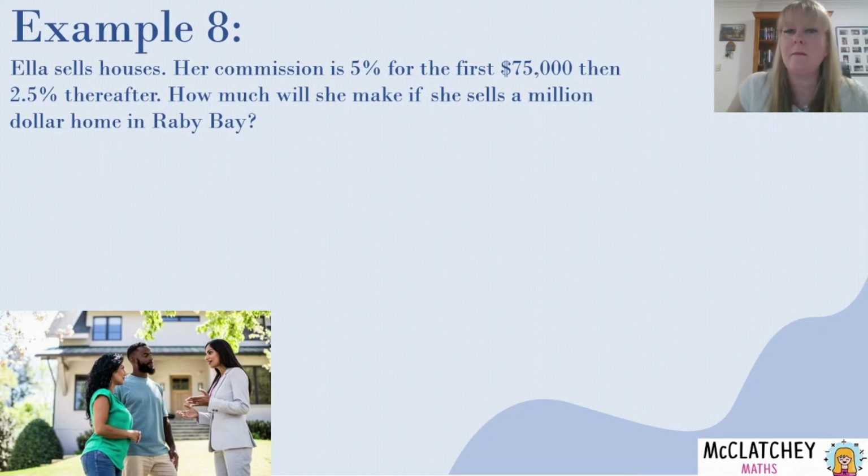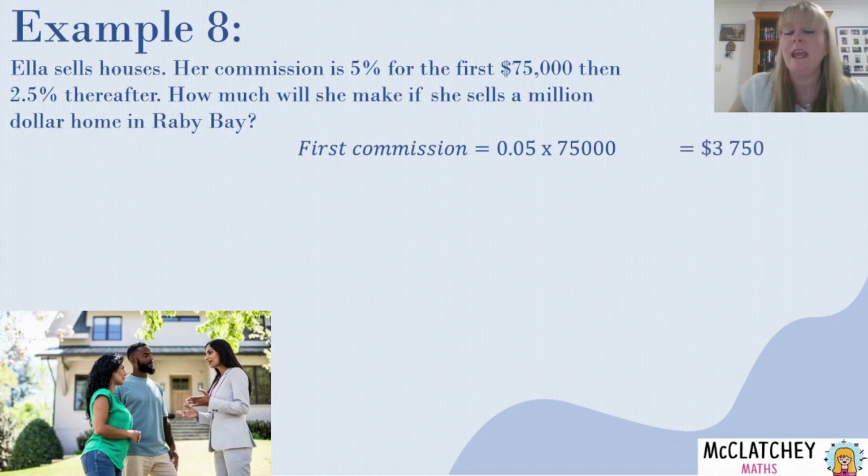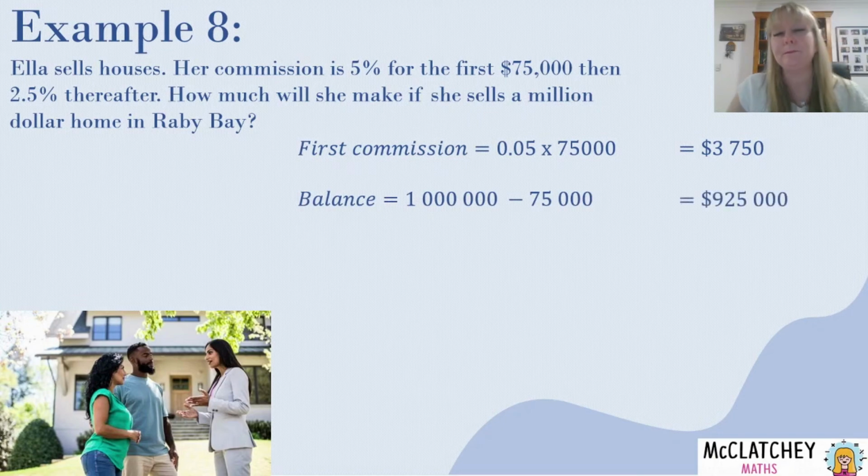So she needs to sell a $1 million home in Raby Bay. That's actually quite a cheap house in Raby Bay. So her first commission is going to be 5%. So we've changed that 5% to a decimal. We multiply that by the first $75,000, and the first part of her commission is $3,750. Now we need to work out that second set of commission, but to do that first, we've got to work out what the balance is. The balance is the $1 million house, take away that first $75,000, which is $925,000. And it's the $925,000 that the 2.5% commission is going to be calculated on.